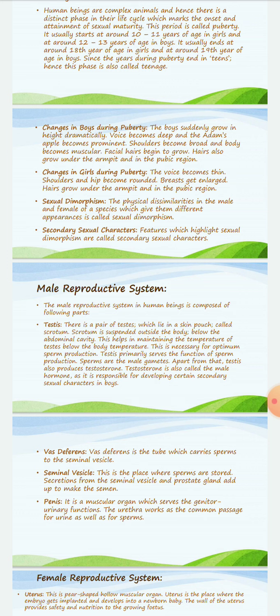Sexual dimorphism. The physical dissimilarities in the male and female of a species which give them different appearances are called sexual dimorphism. The differences in the physical appearances or physical dissimilarities is known as sexual dimorphism. Secondary sexual characters. Features which highlight sexual dimorphism are known as secondary sexual characters.